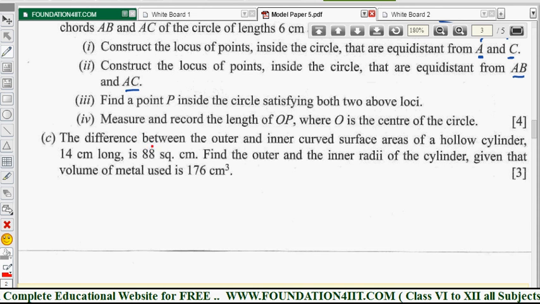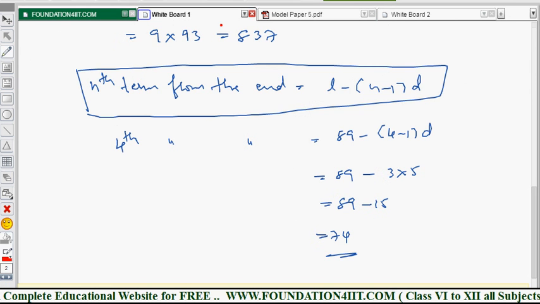The difference between the outer and inner curved surface areas of a hollow cylinder 14 centimeters long is 88 square centimeters. Find the outer and inner radius of the cylinder, given that the volume of the metal is 176 cubic centimeters. Let us take the inner and outer radius as small r and capital R. Let's solve the problem. Take the given data first.